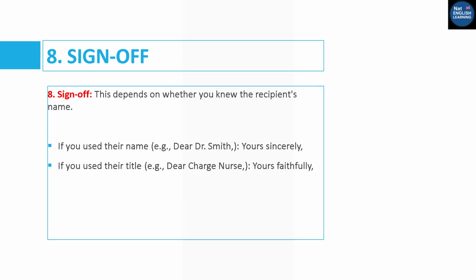Next, in this video, we're going to talk about how to write the sign-off in an OET letter. The sign-off is the closing phrase you use before your name. What you write here depends on one important thing. Do you know the recipient's name or not? Let's look at both situations.